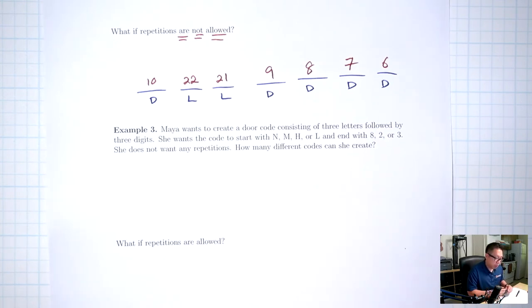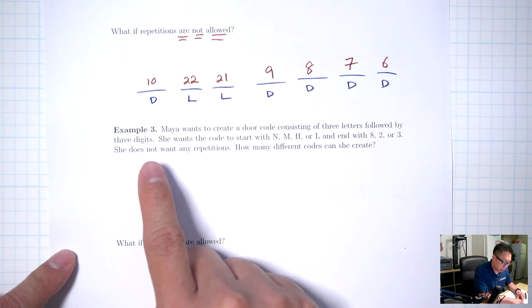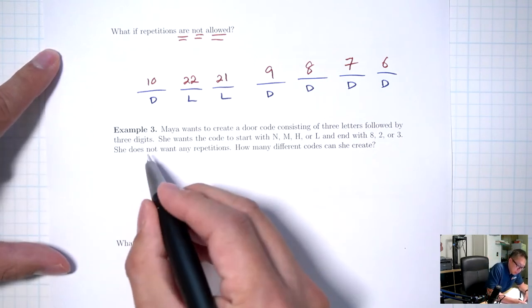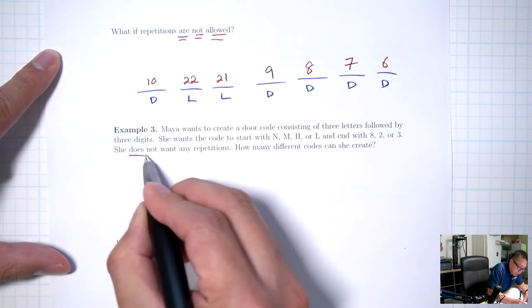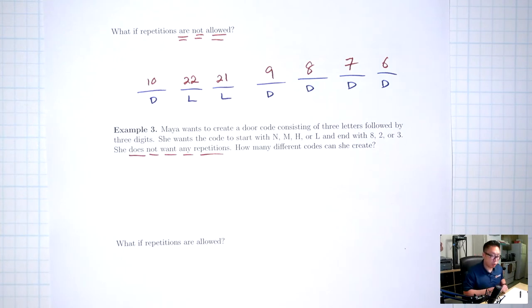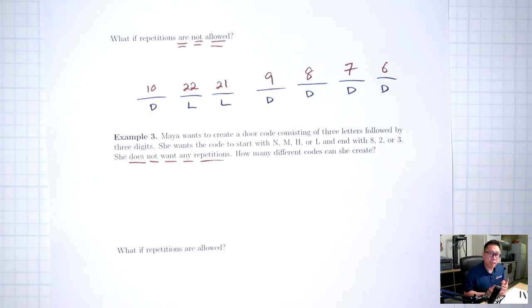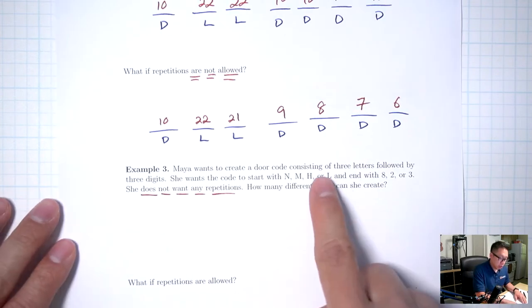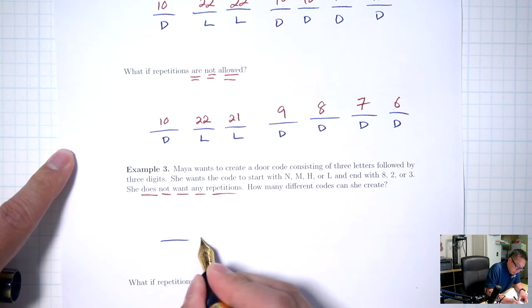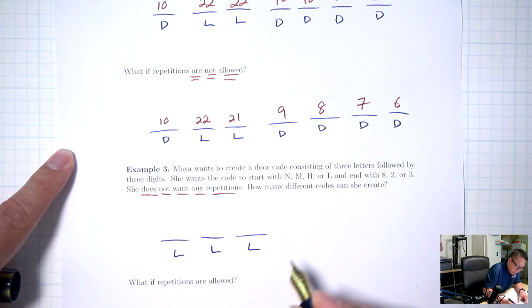Example 3. Maya wants to create a door code consisting of 3 letters followed by 3 digits. She wants the code to start with N, M, H, or L, and end with 8, 2, or 3. She does not want any repetition, so keep that in mind. So no repetitions. How many different codes can she create? So first of all, decide how many blanks you need. So I need 3 letters followed by 3 digits.